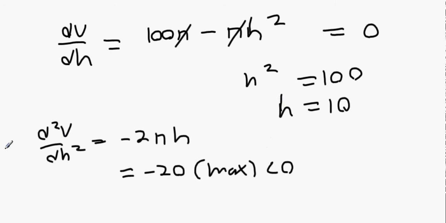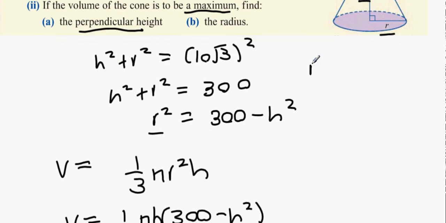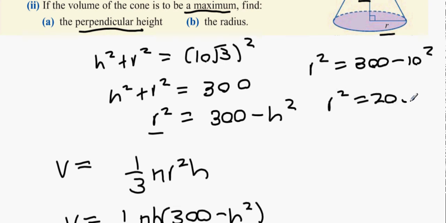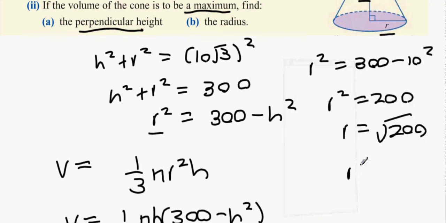Now h equals 10, therefore I need to find out what r should equal. r squared equals 300 minus 10 squared, because that's what h is. r squared equals 200. r equals the square root of 200, which is 10 root 2. So 10 root 2 and 10.